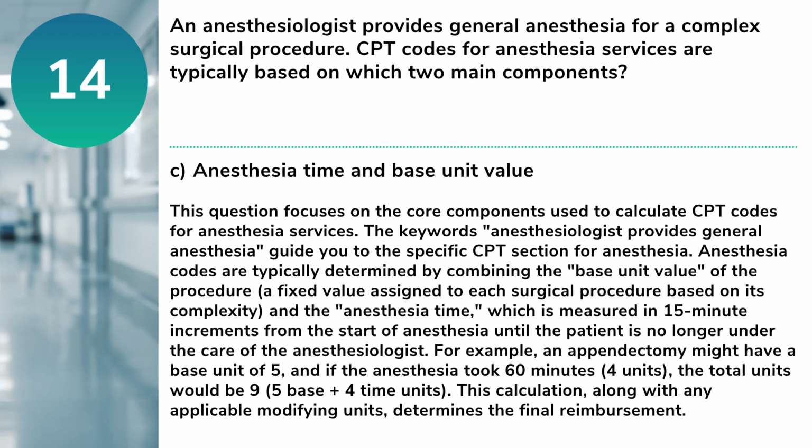For example, an appendectomy might have a base unit of 5, and if the anesthesia took 60 minutes, for 4 units, the total units would be 9, 5 base plus 4 time units. This calculation, along with any applicable modifying units, determines the final reimbursement.